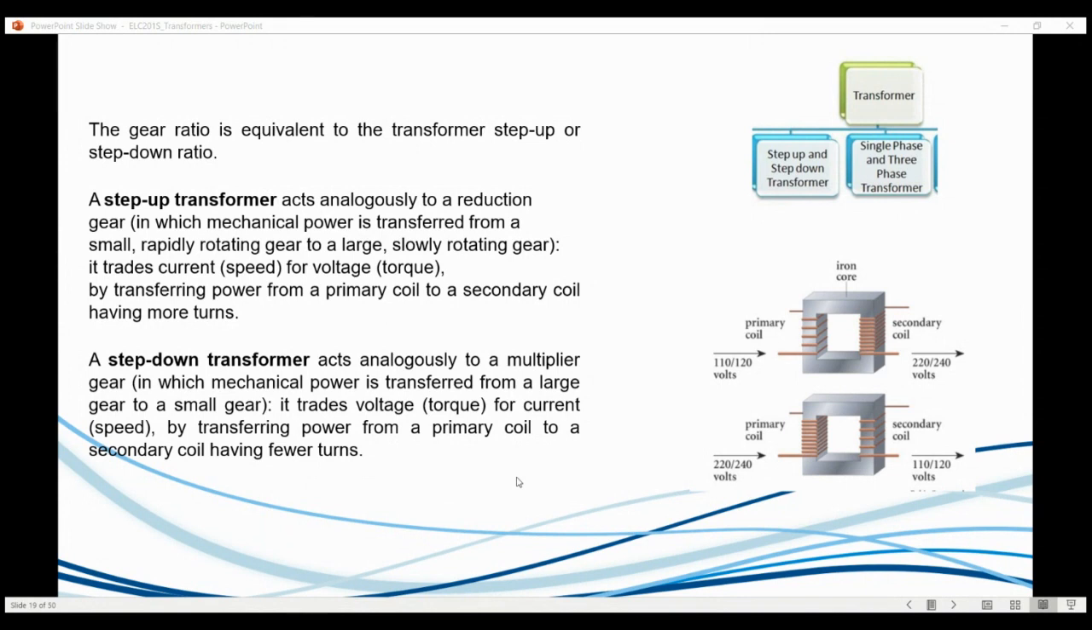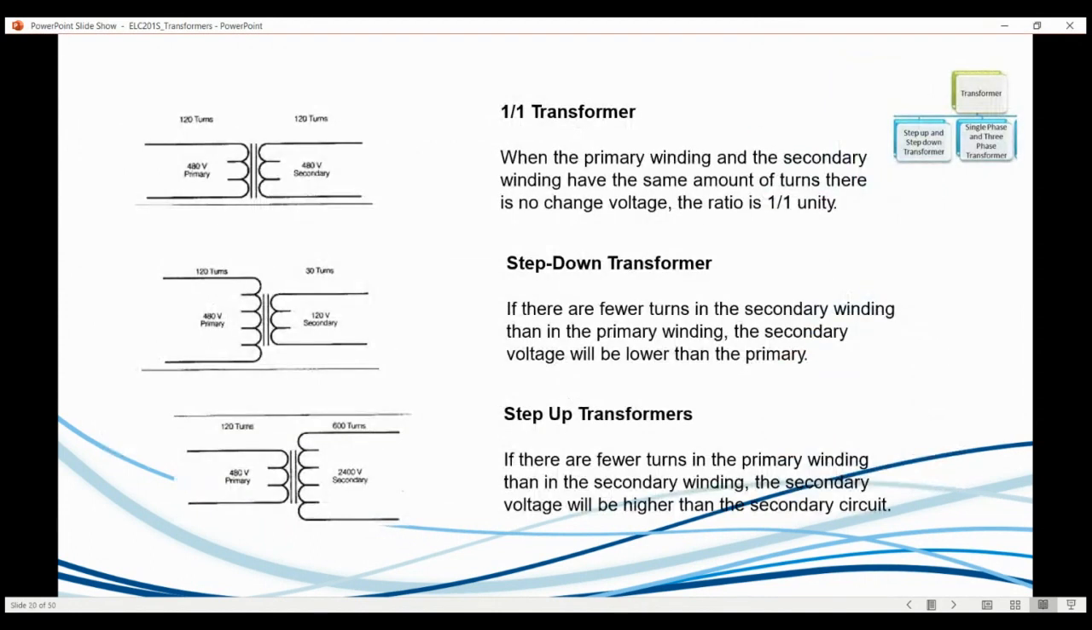So I hope you guys just learned. I know it's late in the day here, but just think of it as a gear, you know what I mean? And I will be asking you to be able to identify if something's a step up or step down transformer. So please take note of that. That's super important.